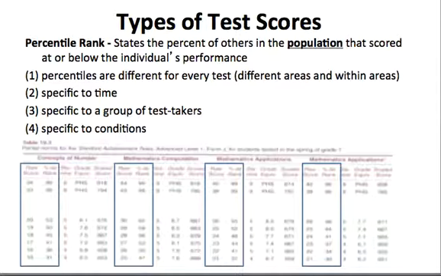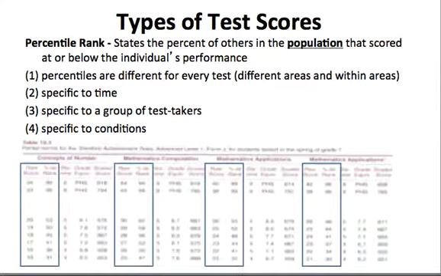Now, when we talk about percentile ranks in particular, what we're talking about is what percentage of people in the population that we're comparing ourselves to did as well as or worse than us. So if we flip it around a little bit, it's the percentage of people below or equal to our particular score.